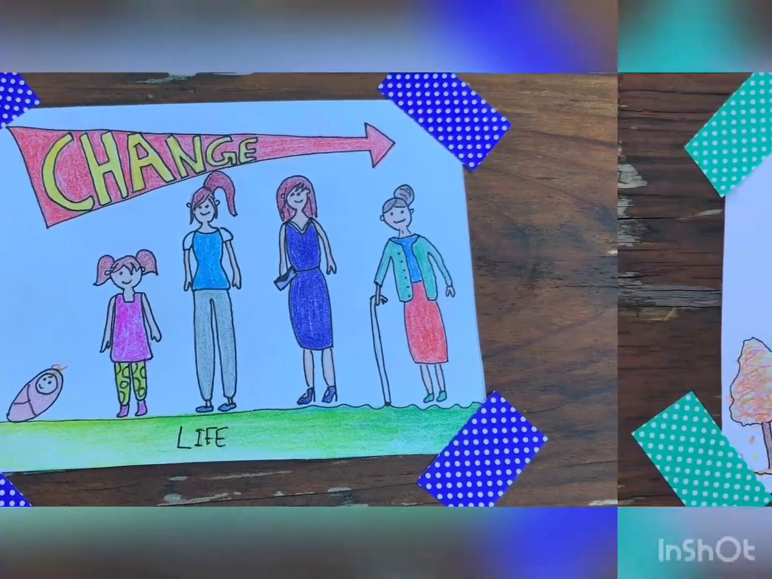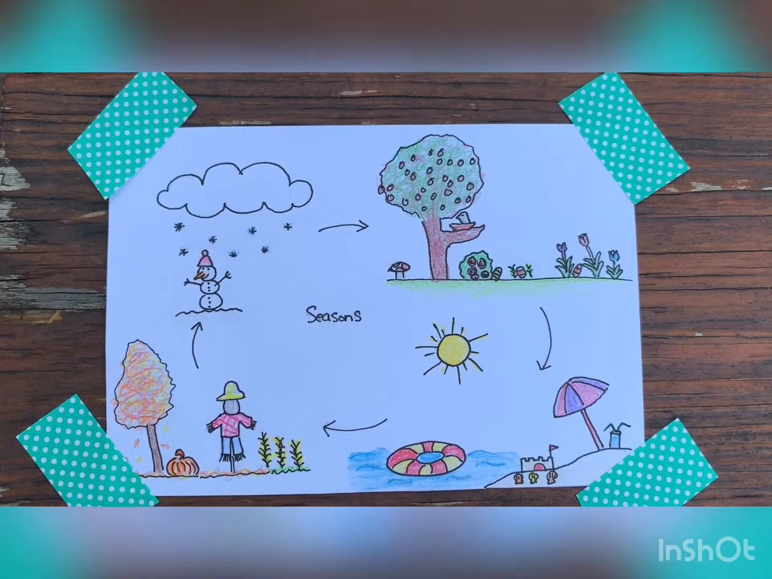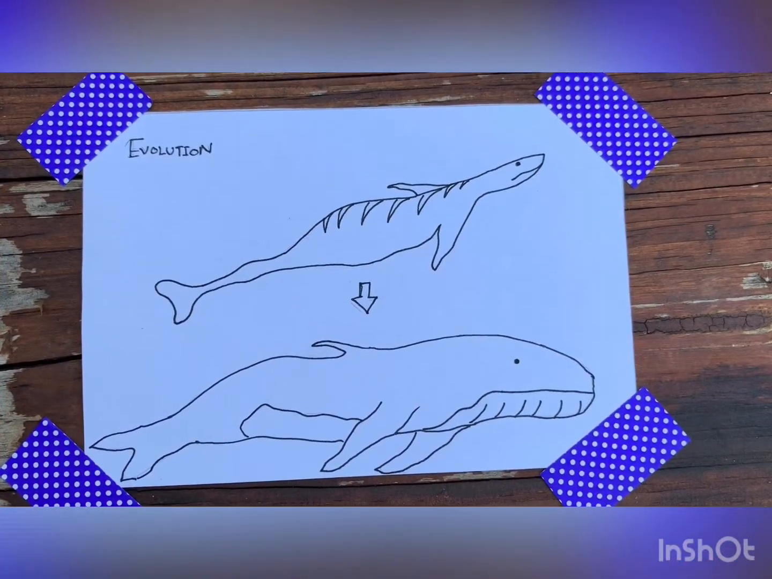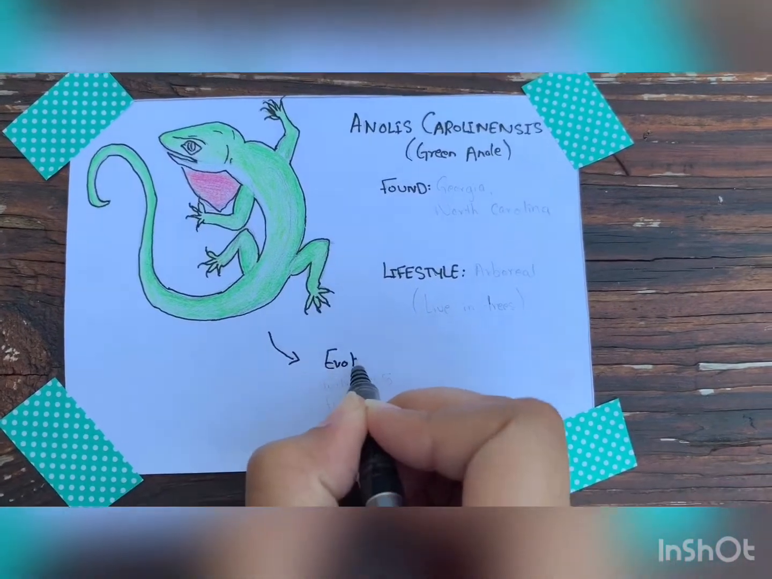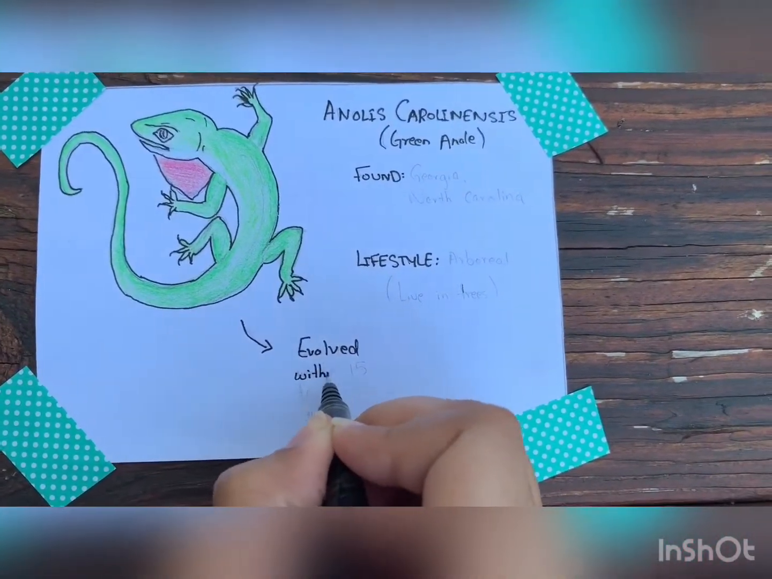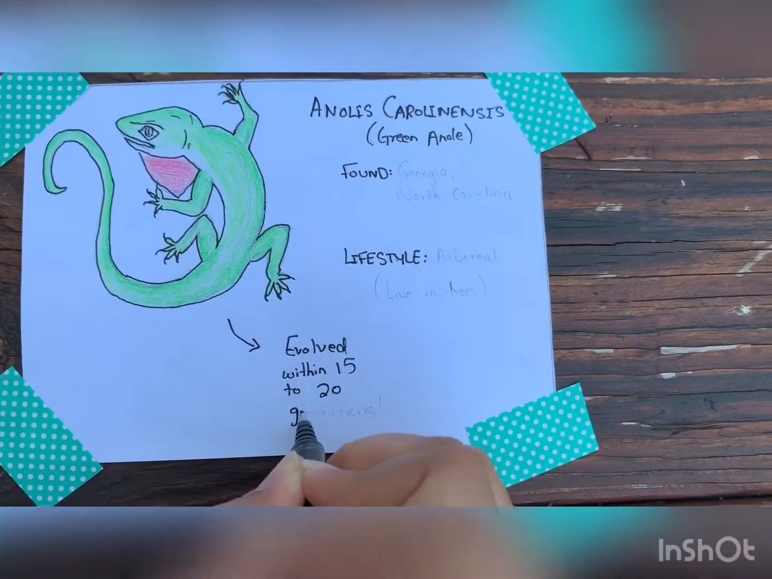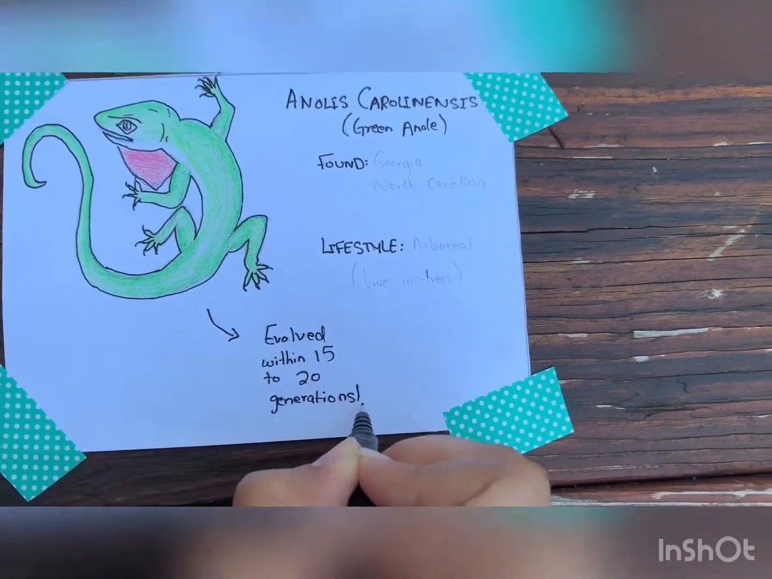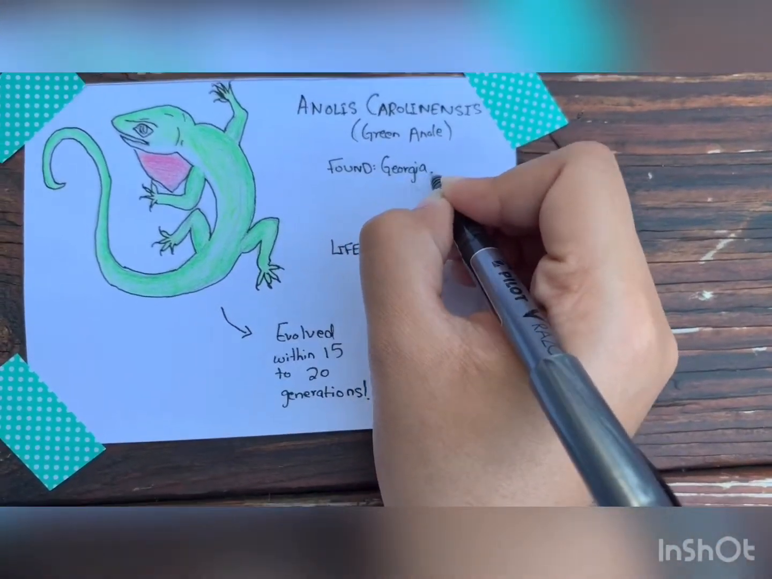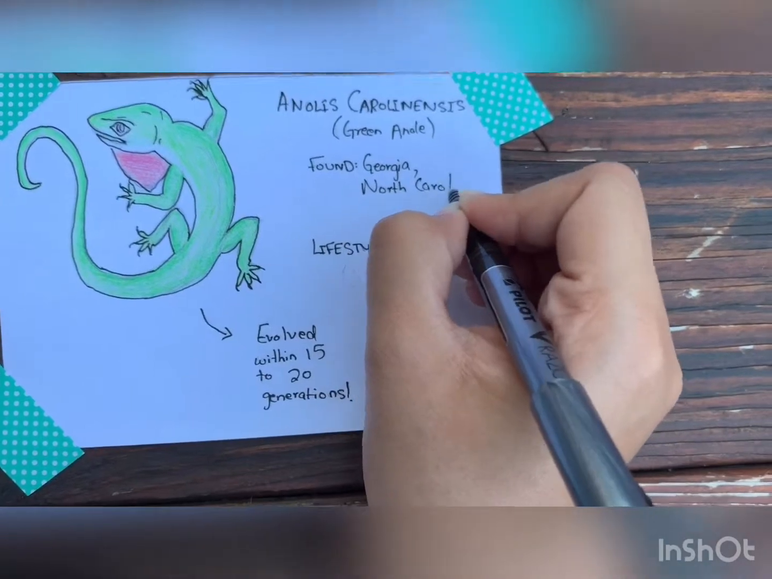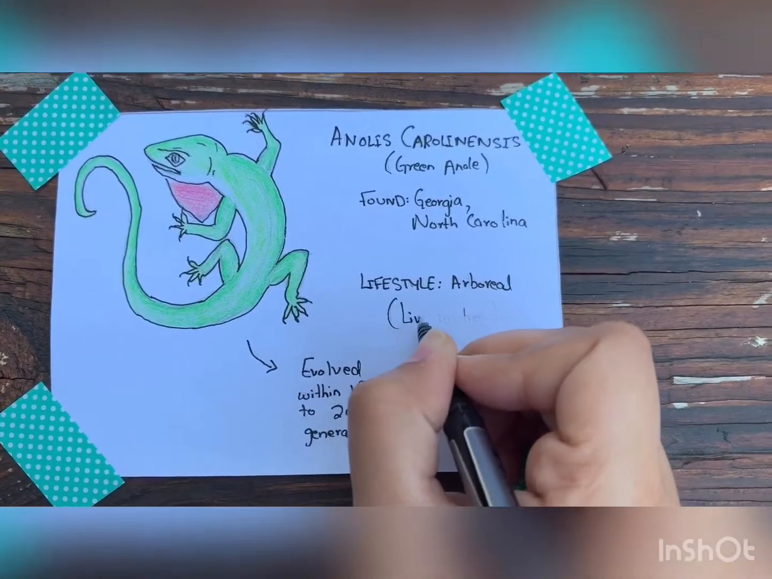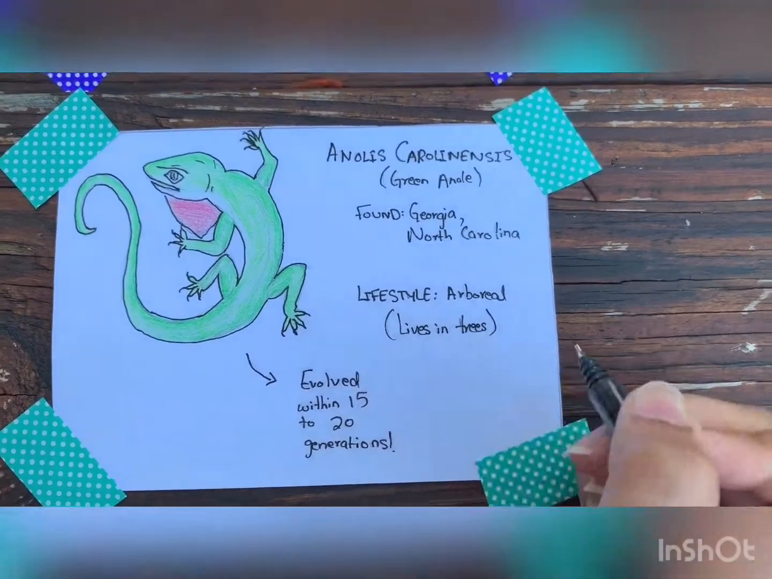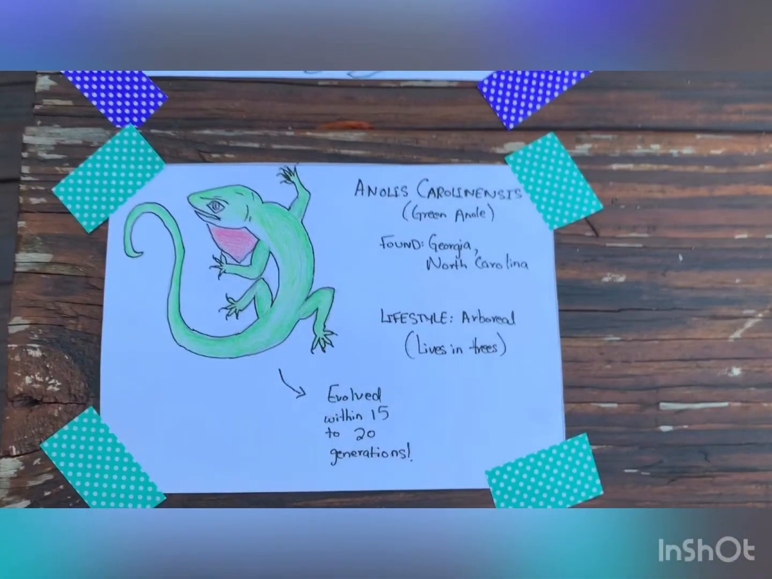Change is inevitable, whether it's life, the seasons, or anything else. Change in species is called evolution. The Anolis carolinensis, or the green anole, evolved within 15 to 20 generations only. It is found in Georgia and North Carolina, and its lifestyle is arboreal. This means that it lives in trees. But how and why did it exactly evolve?